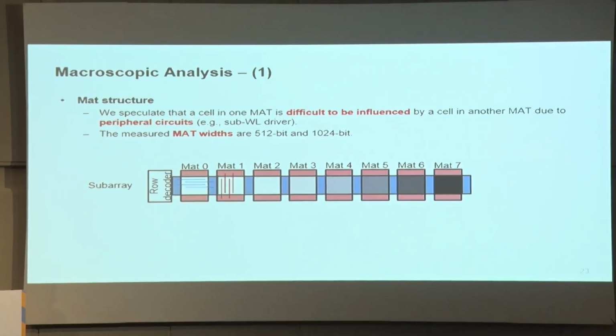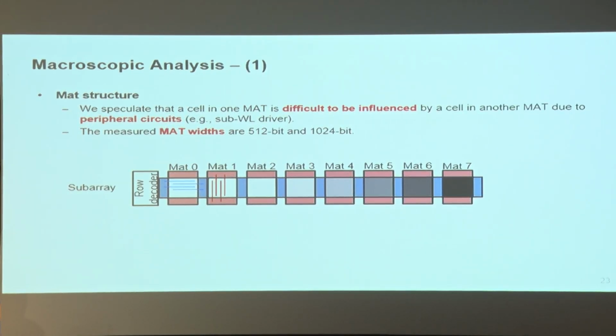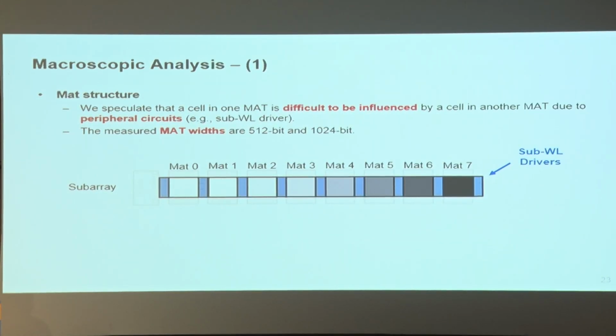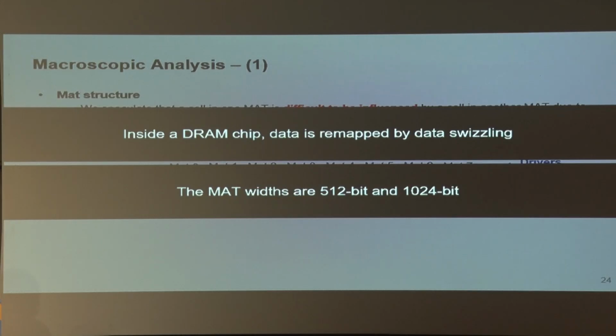By using cell adjacency, we can also find the width of the mat. Just like there are sense amplifiers between the subarrays, there are word line drivers between mats. Therefore, we believe there is no Rowhammer effect between mats. We measured mat widths as 512 bits and 1024 bits. So, inside the DRAM chip, data is remapped by data swizzling, and the mat widths are either 512 bits or 1024 bits.